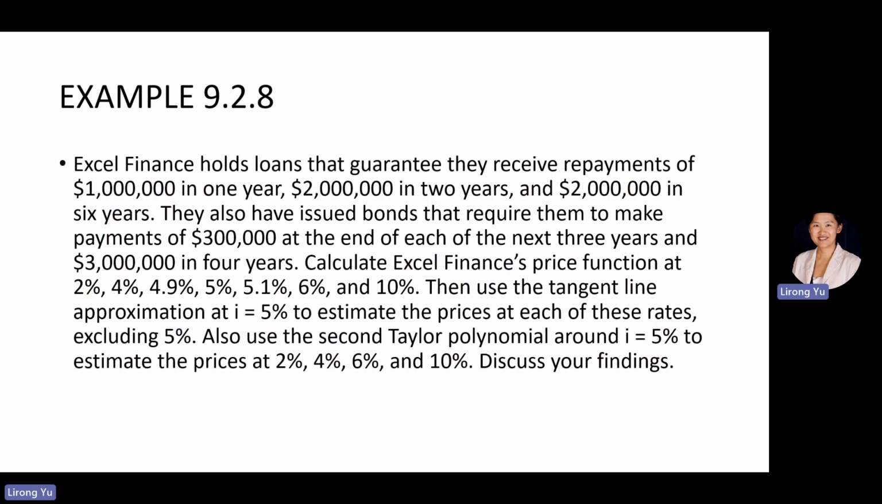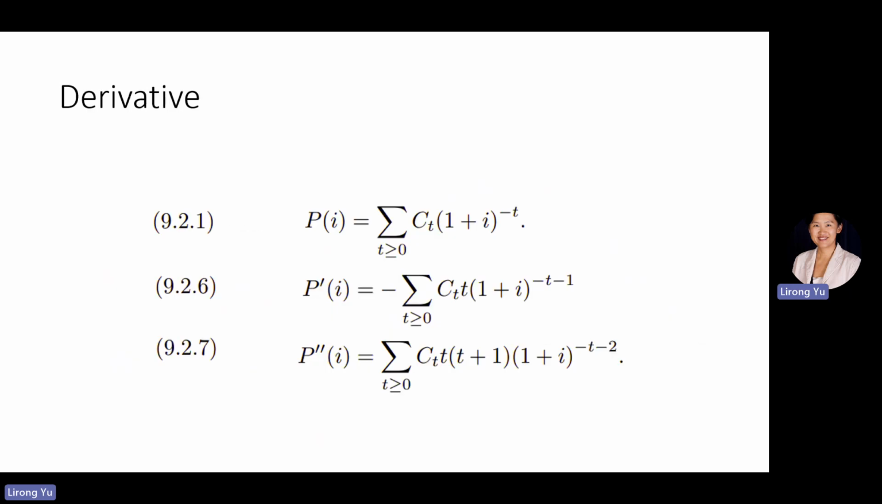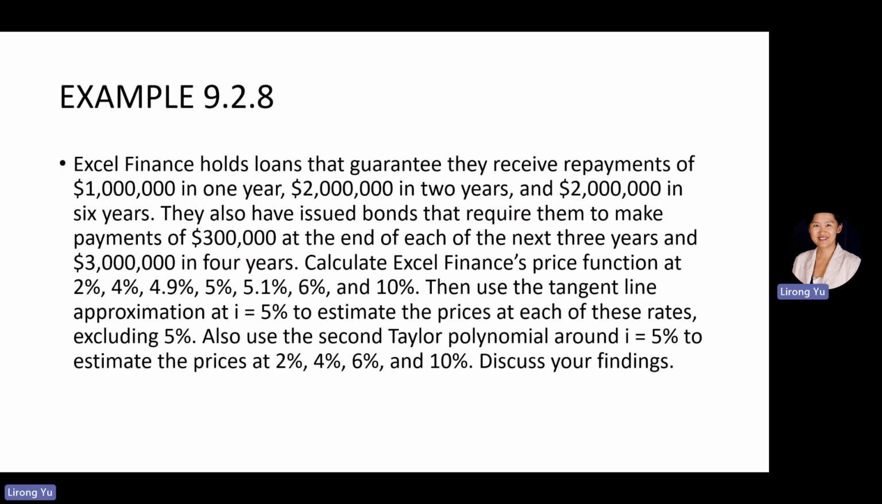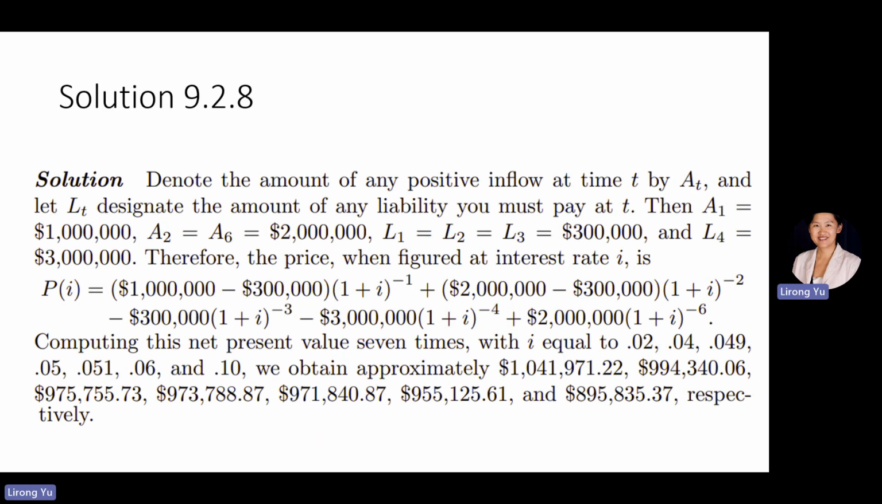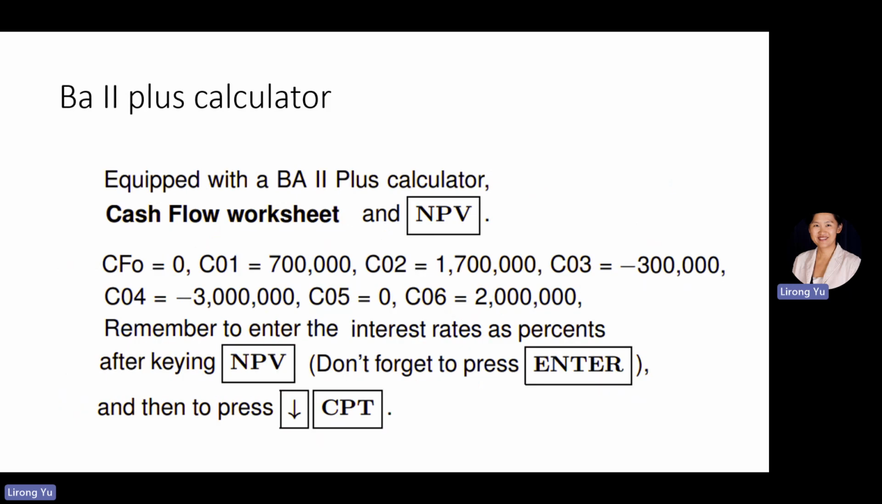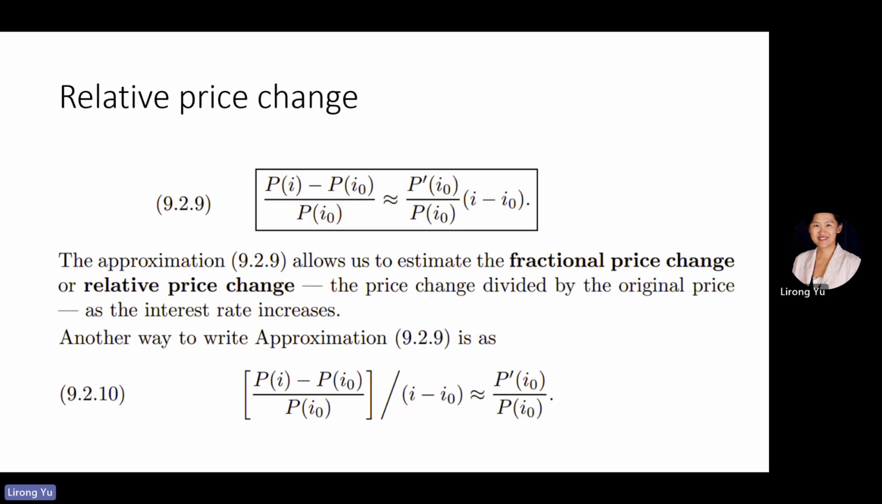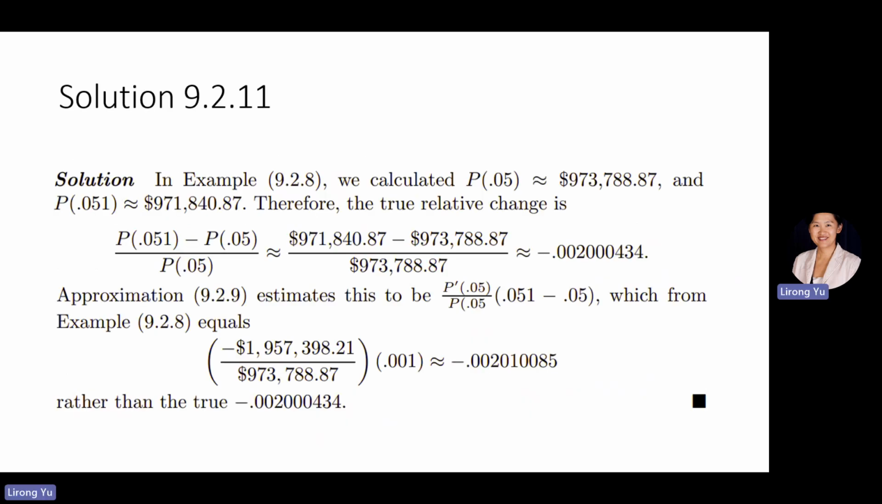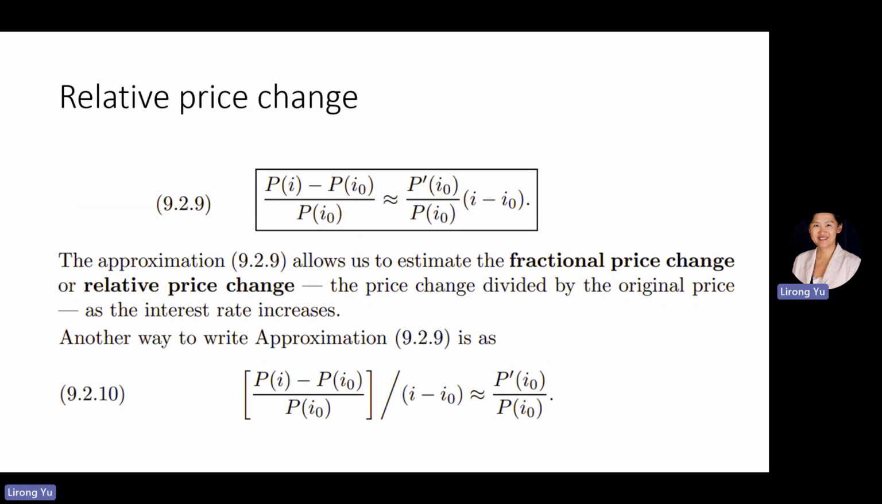Then there's this task we didn't talk about. Once you have all these price function values calculated, we're going to use a tangent approximation to calculate the price again. For that, we need to know the derivative of the price function. The price function is already in here. But it's not given here. I think I might have skipped that part.